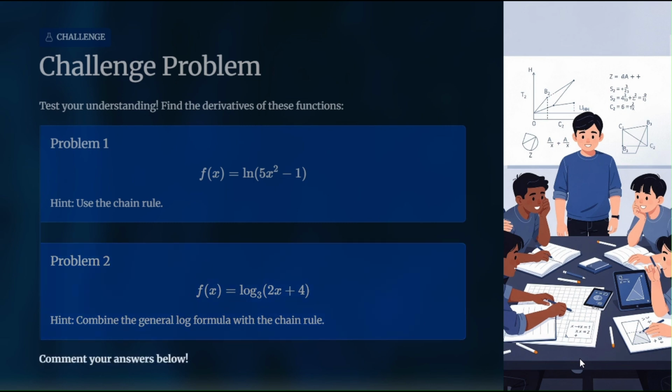Working through these problems will solidify your understanding of logarithmic derivatives. Log derivatives look complicated, but they follow simple rules. Once you memorize the basic formula and understand the chain rule, you can handle any logarithmic derivatives with confidence.